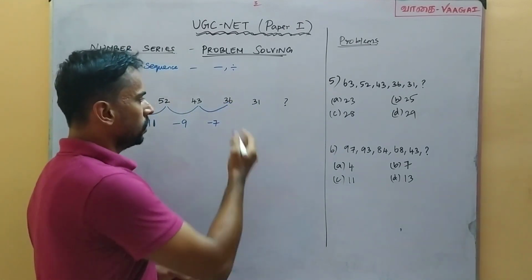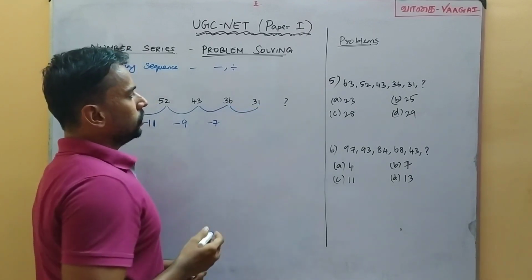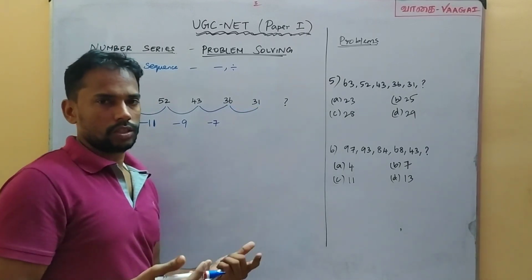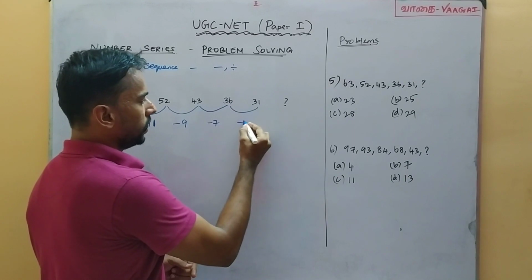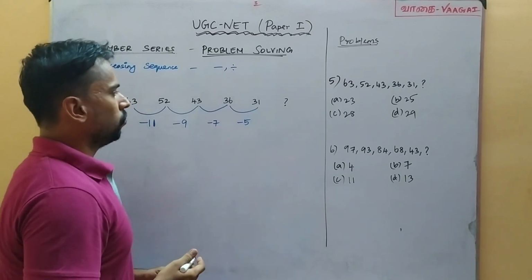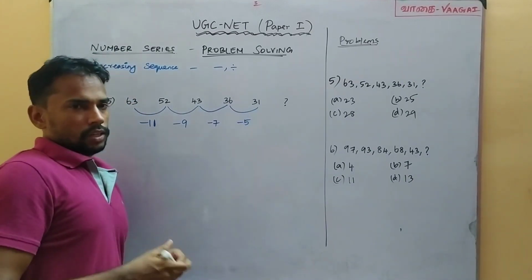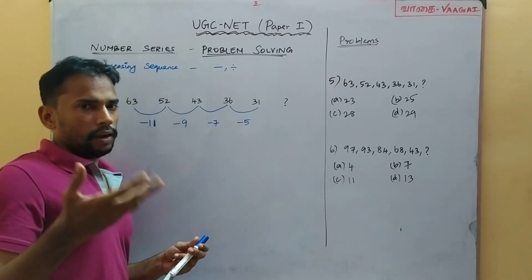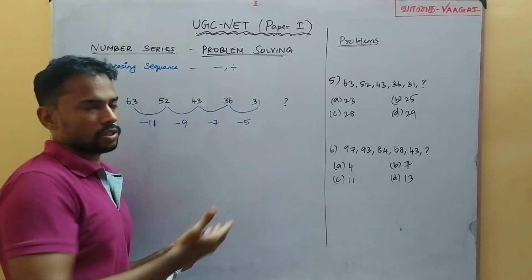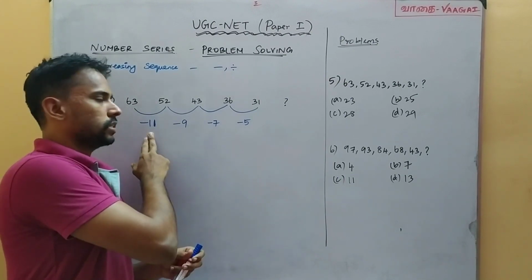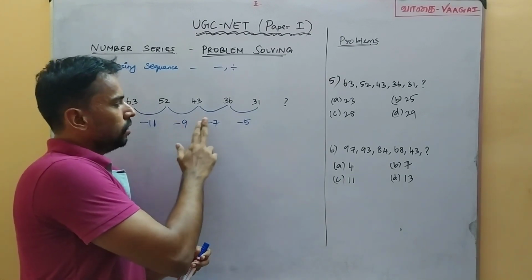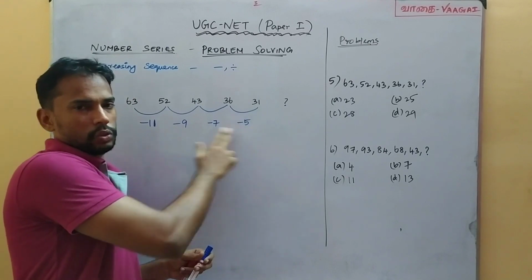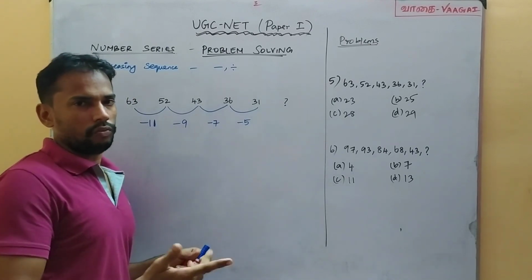That's it. Yes, let's continue again. 36 to 31, this is easy for us to say: I need to do minus 5. So far everything is fine. Now see the numbers, whether we are able to form any pattern through the subtraction process we did so far. Minus 11, minus 9, minus 7, minus 5. This is the pattern we are getting so far.